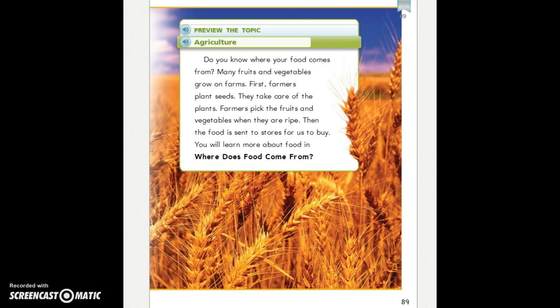On page 89, we're going to preview the topic of agriculture. Do you know where your food comes from? Many fruits and vegetables grow on farms. First, farmers plant seeds. They take care of the plants. Farmers pick the fruits and vegetables when they are ripe. Then the food is sent to stores for us to buy. You will learn more about where food comes from. We will begin reading a selection called Where Does Food Come From?